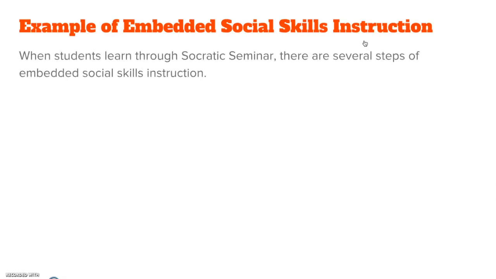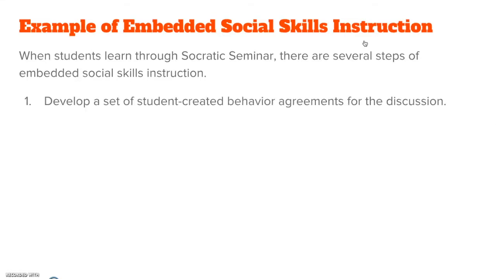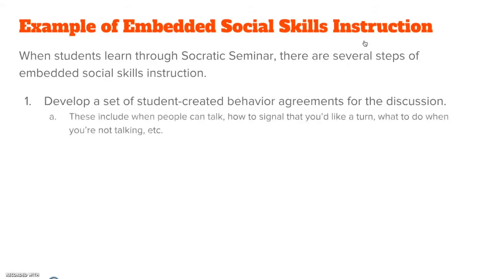When students learn through Socratic Seminar, there are several steps of embedded social skills instruction. With students, develop a set of student-created behavior agreements for the discussion. These include when people can talk, how to signal that you'd like a turn, and what to do when you're not talking. Students self-assess following each discussion.